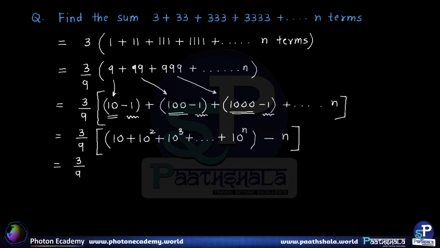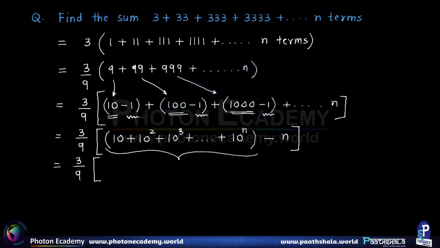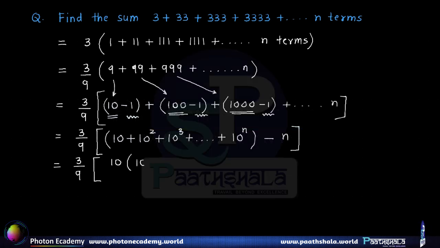Now next, the remaining part, if you look at the bracket, is nothing but a GP in which the starting term is 10 and the common ratio is 10 again. So therefore we know the formula of the sum of n terms of a GP, which is nothing but the first term multiplied by the common ratio raised to the number of terms, that is n, minus 1, whole upon common ratio minus 1, and minus n we have here.